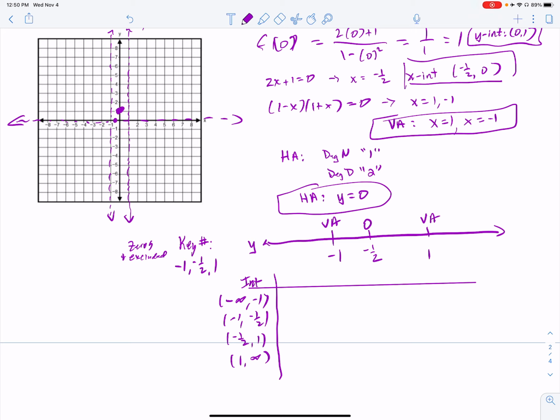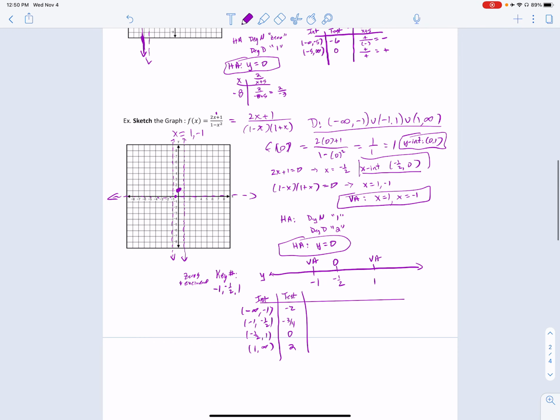And so you pick a test number. So -2, then for -1 to -1/2, I'm going to have to use -3/4. And for -1/2 to 1, I can use 0, and for 1 to infinity, I can use 2. And then basically what I'm doing is putting those into the factored form, that 2x plus 1 divided by, I'm going to have to do it this way because I ran out of room.